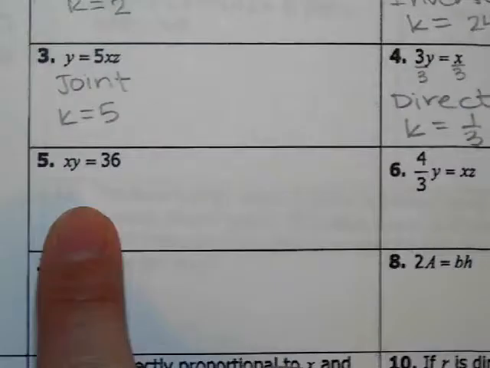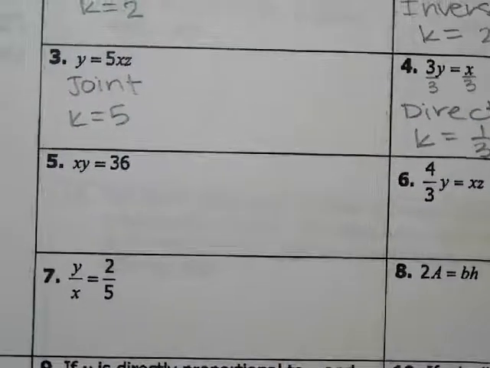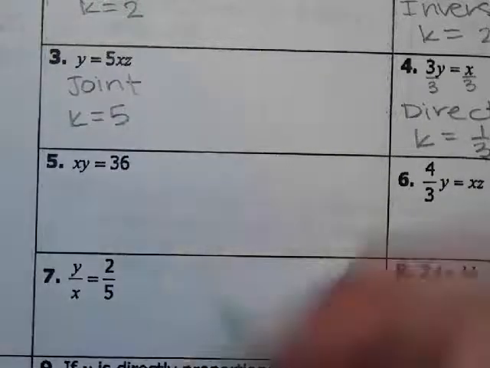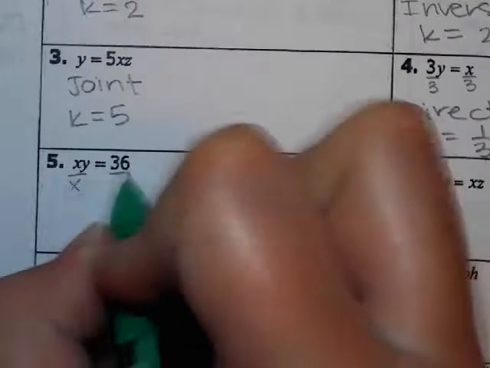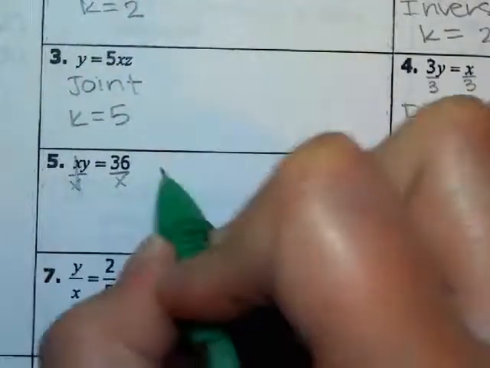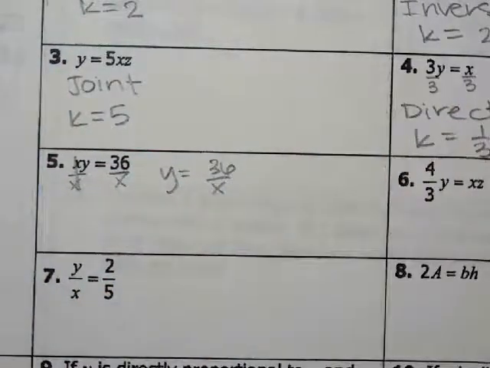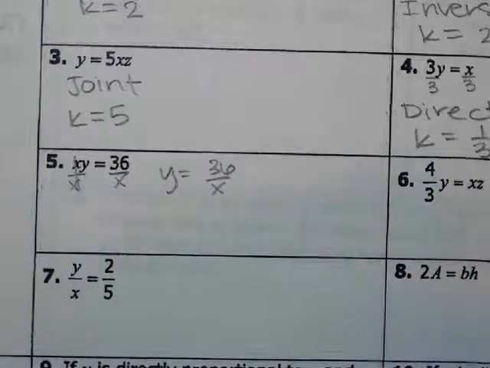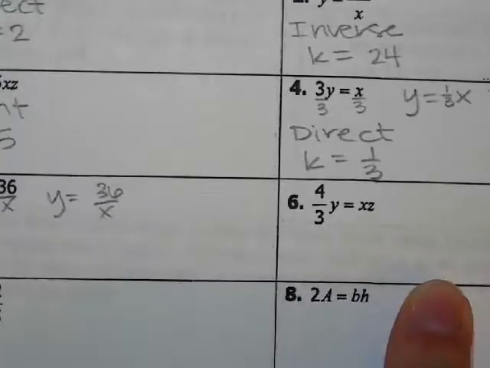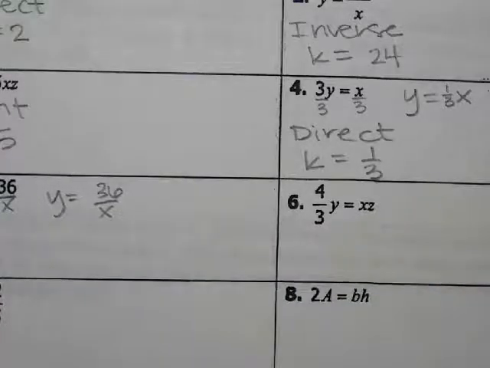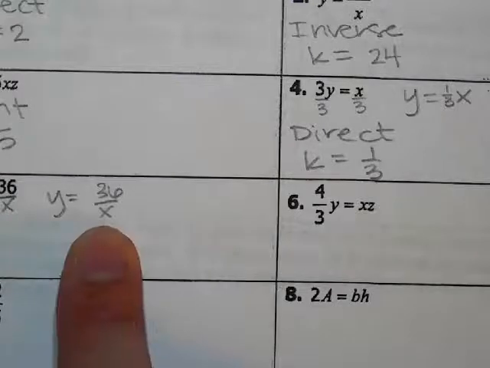In number 5, the y is not alone. So what do I need to do to get the y alone? Divide by x. So y equals 36 over x. Now, is that like number 4, or is that different from number 4? Should that 36 be a coefficient, or should this stay as a fraction? Should stay as a fraction.